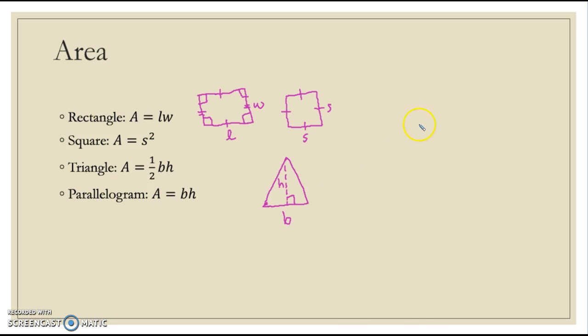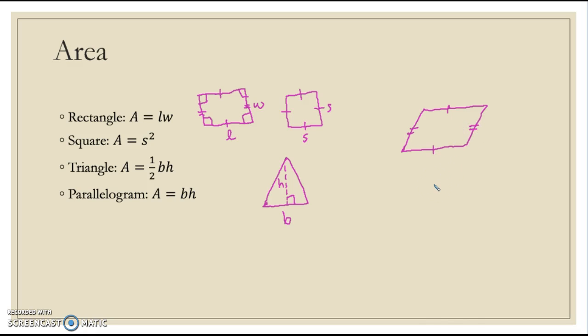Okay? Parallelogram is similar to a rectangle. It's kind of like a slanted rectangle. Okay? A rectangle is actually a parallelogram. The only difference is it doesn't have to have right angles. It could have any angle here. Opposite sides are parallel, which then makes them congruent.